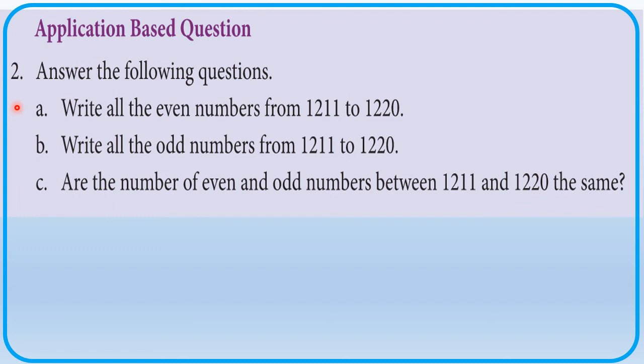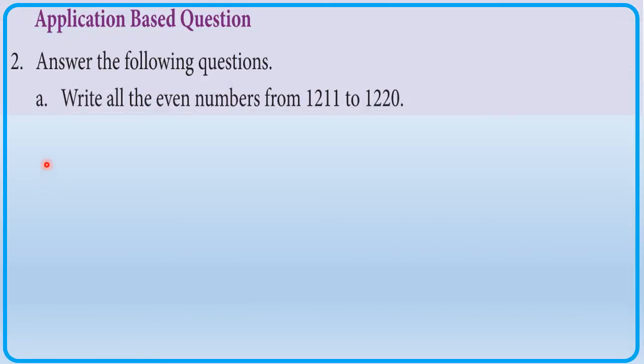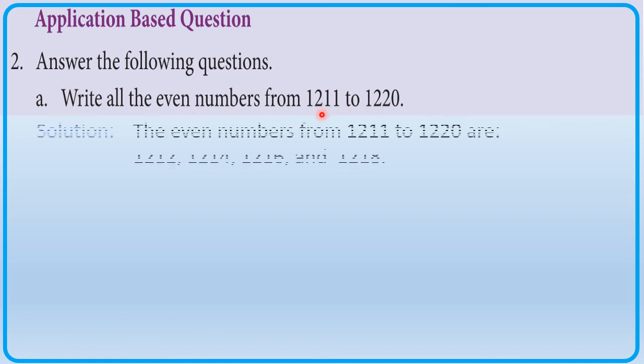Here we have question number 2, which is application based question. In question number 2, we have 3 sub questions. Let us answer these questions one by one. A. Write all the even numbers from 1211 to 1220. That means we have to write the even numbers that come between these two numbers.